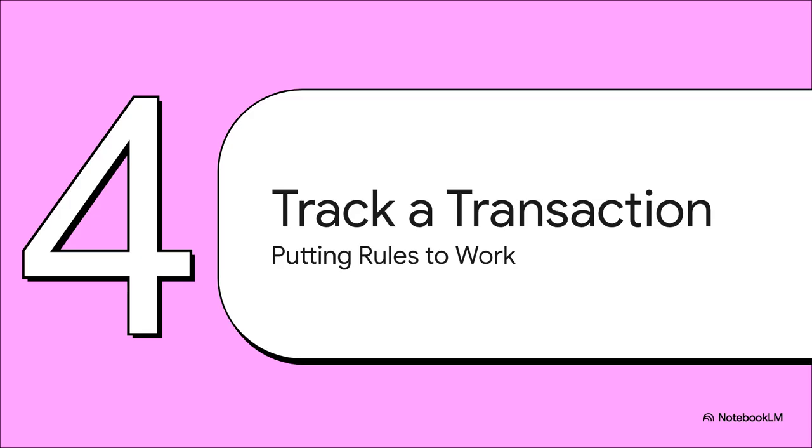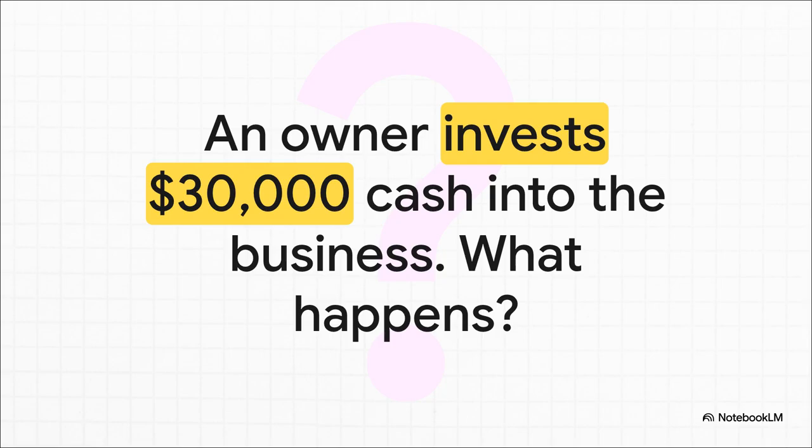The absolute best way to really get this stuff is to see it in action. So let's take a couple of basic transactions and see how these rules actually work in the real world. All right, scenario one. Imagine you're starting a new business and you put $30,000 of your own cash into the company bank account. So what happens? What two things just changed, and how would we record it using our new debit and credit rules?